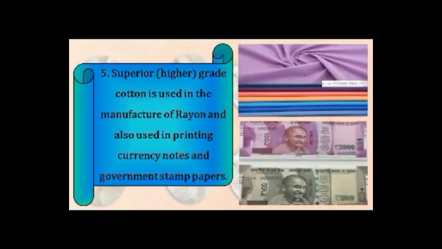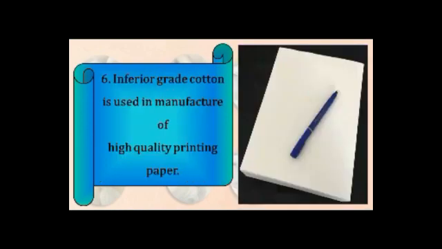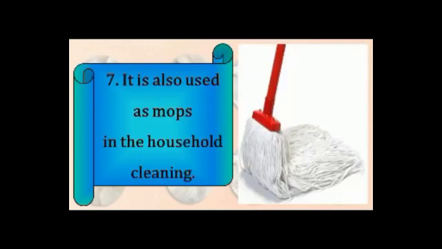Superior grade of cotton is used in the manufacture of rayon and also used in printing currency notes and government stamp papers. Inferior grade cotton is used in manufacture of high quality printing paper. It is also used as mops in the household cleaning.